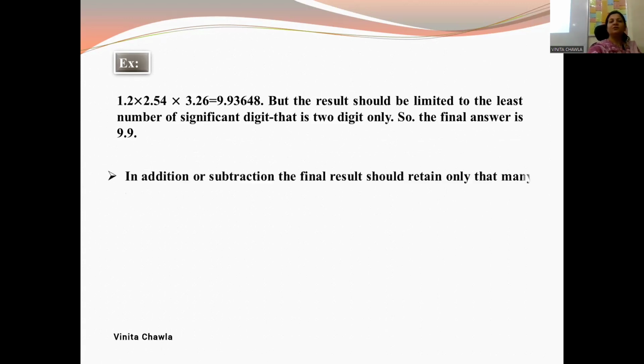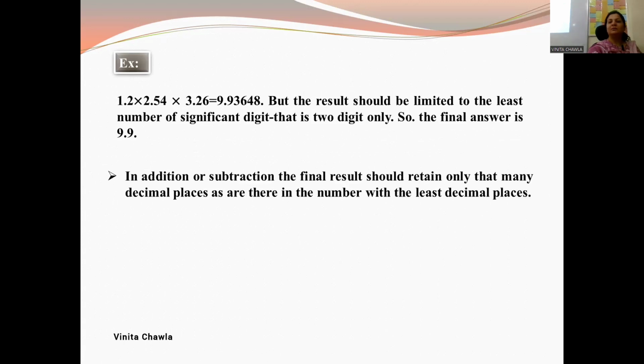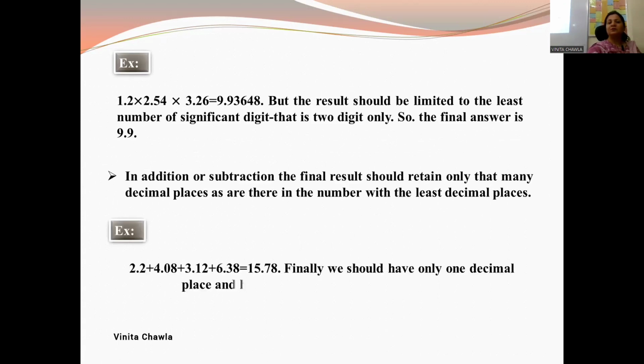In addition or subtraction, the final result should retain only that many decimal places as are there in the number with the least decimal places. We are adding these four numbers. We are getting this answer, 15.78. Least number of decimal places: 2.2 has one decimal place. 2.08, 3.12, 6.38 have two decimal places. So the answer should be in one decimal place. It will be rounded off to 15.8. 15.78 can be written as 15.8.